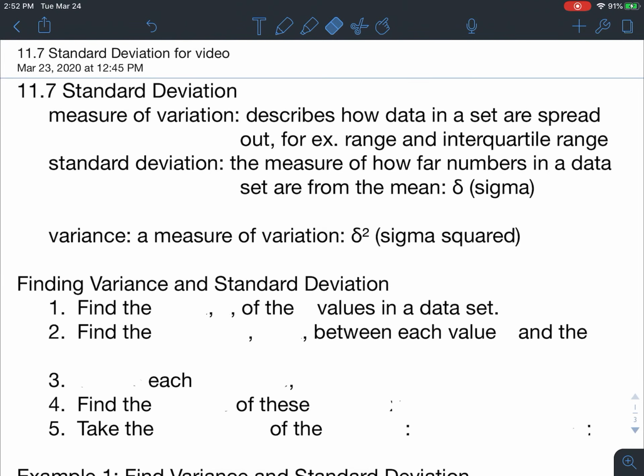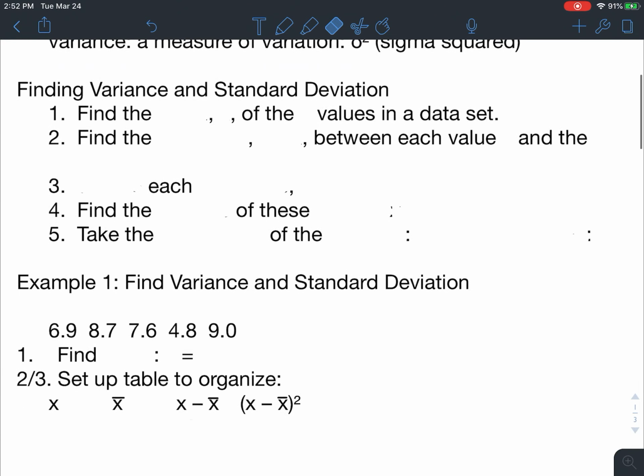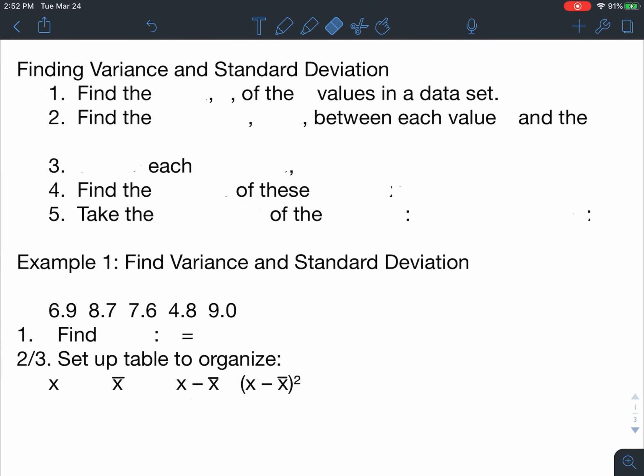So let's find the variance and the standard deviation. It's kind of a bit of a process. So I put steps here as opposed to a formula because the formula probably wouldn't make any sense to you. The first thing we do in finding variance and standard deviation is we find the mean. And if you remember from last time, the symbol for mean is X with a little line on top of it. So we find the mean of however many values are in the data set.